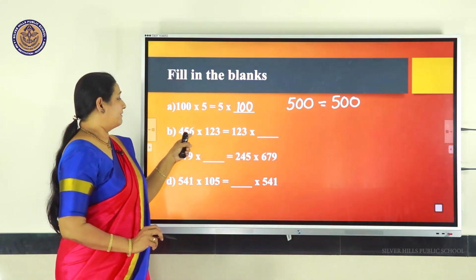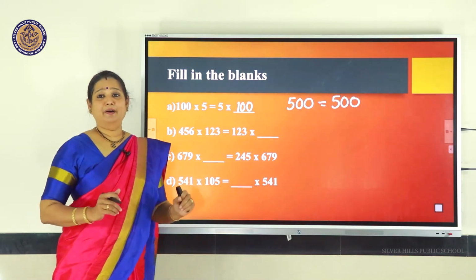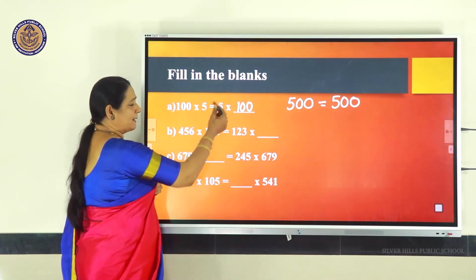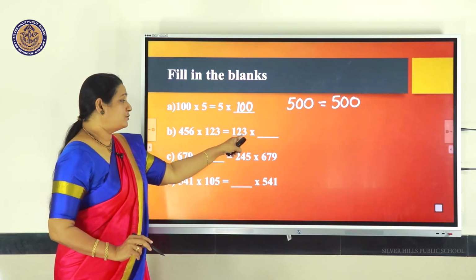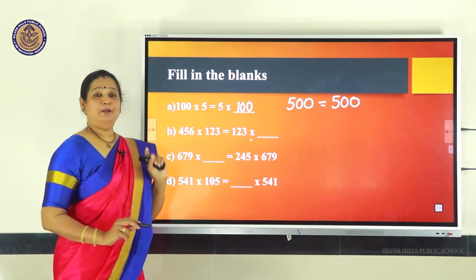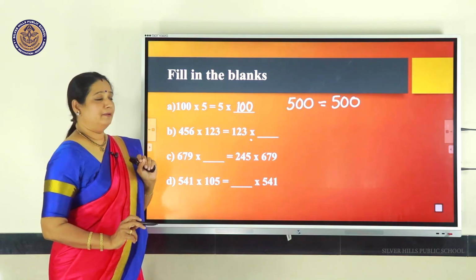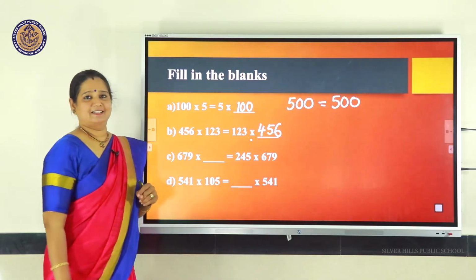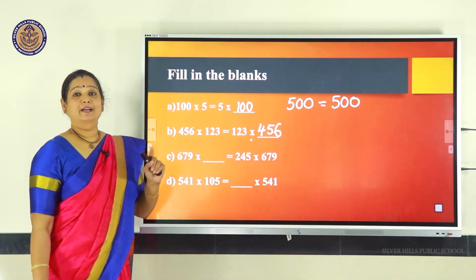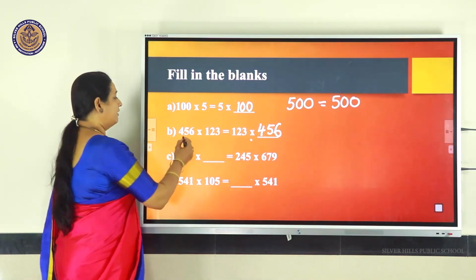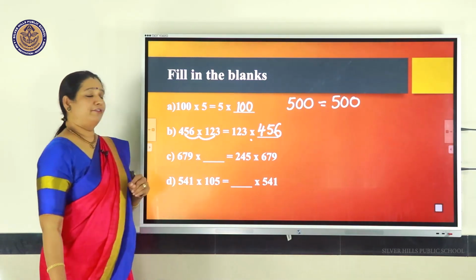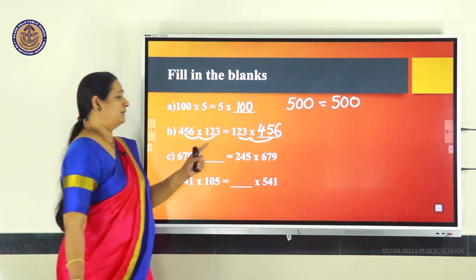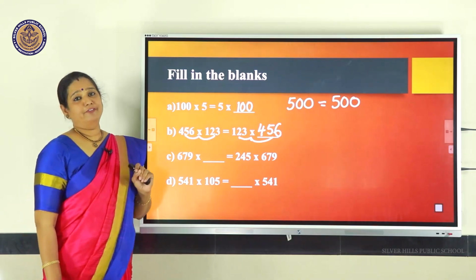Next, 456 into 123, it's such a big number. We don't know how much it is, but since we are applying this property, we will come to know 423 into dash will be the same number. So, what will be that number? That number will be 456. Okay? Here also we have applied commutative property. You can solve it. When you multiply 456 into 123, you get the same product as when you multiply 423 into 456.